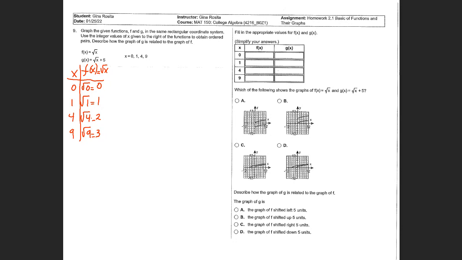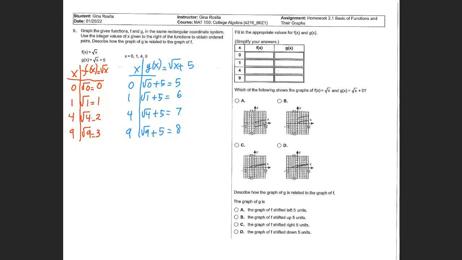Now g equals square root x plus 5. This is the same: 0, 1, 4, and 9. So square root 0 plus 5: square root 0 is 0, plus 5 is 5. Square root 1 plus 5 is 6. Square root 4 is 2, plus 5 is 7. Square root 9 is 3, plus 5 is 8.